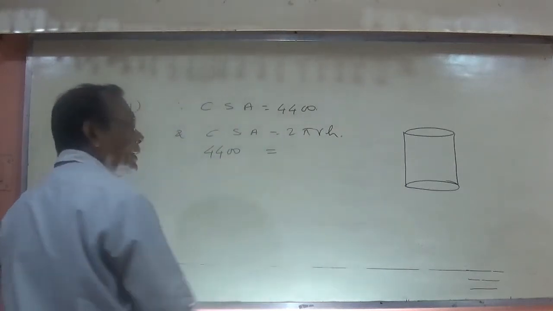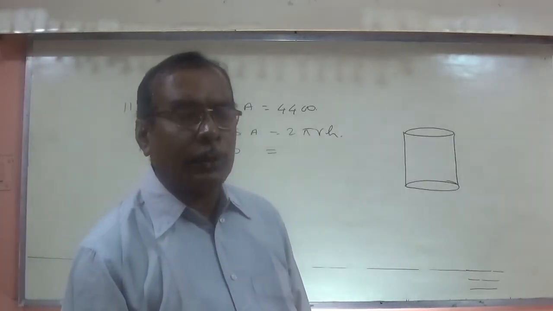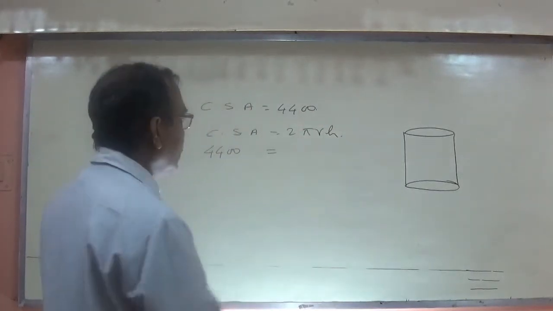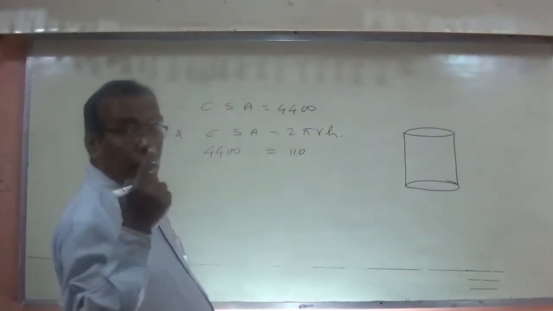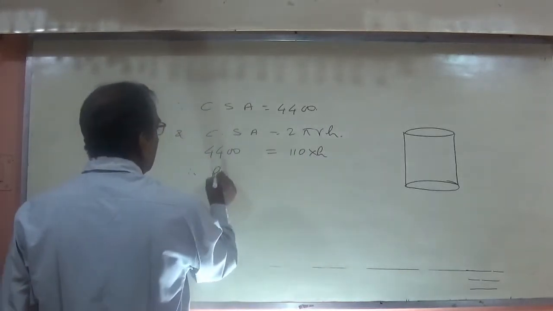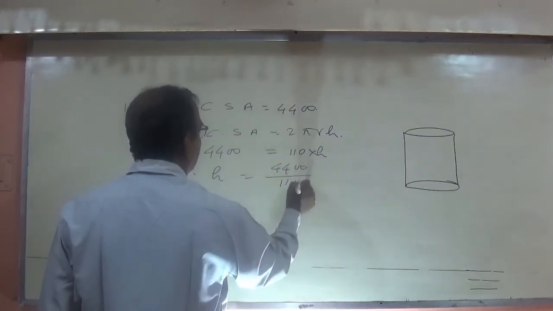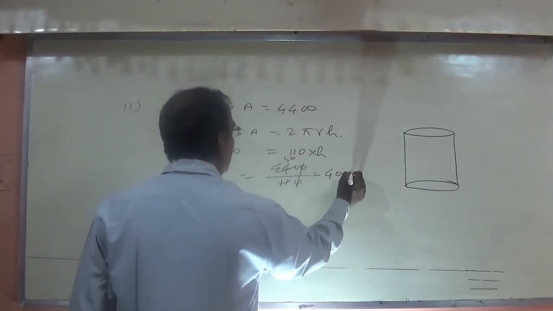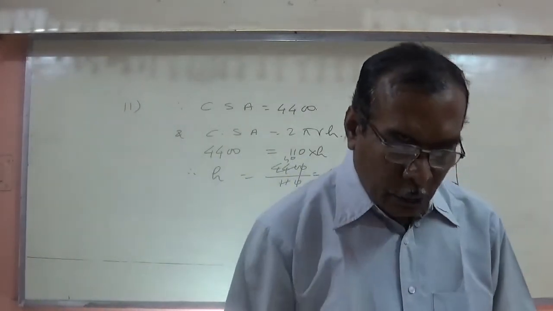For finding the volume, both radius and height will be required. Here nothing is given directly, but the circumference of the base and the curved surface area are given. So by using this, 2 pi r is given as 110, which is the perimeter of the base, into height. Therefore, h will be equal to 4400 divided by 110. The 0s cancel, 11 fours are 44, which is equal to 40 centimeter. Okay, height is 40 centimeter.